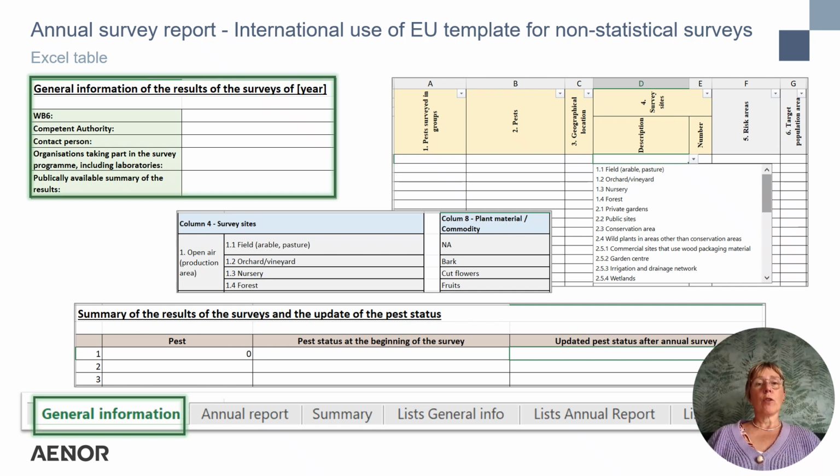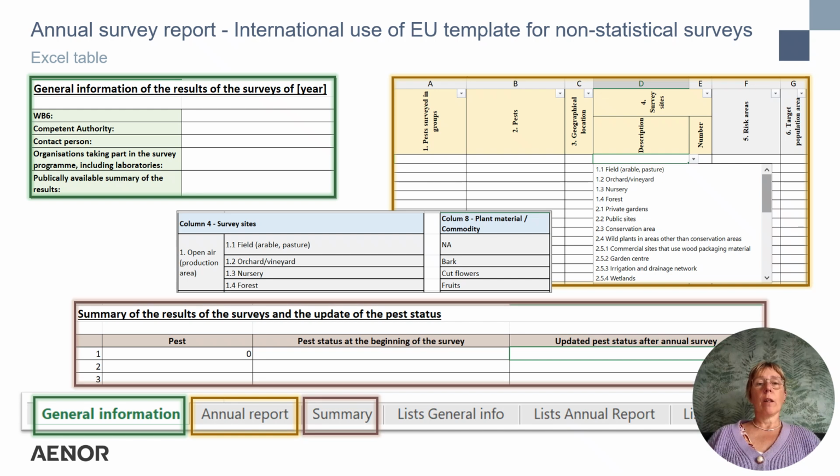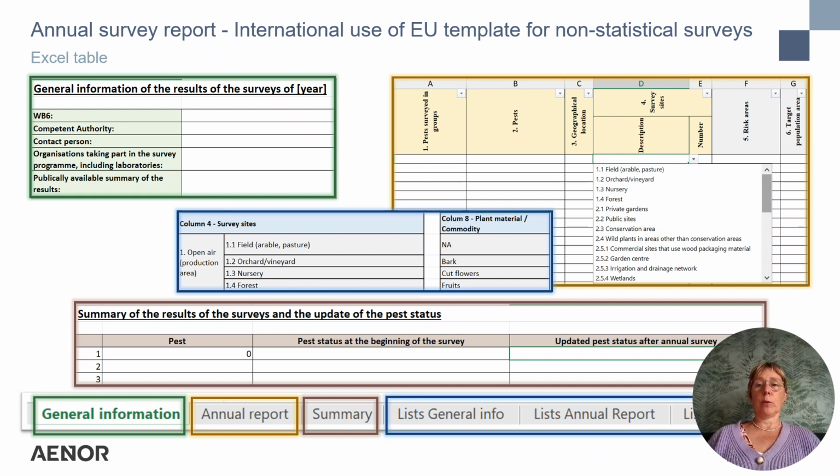Part 1. General information on the results of the surveys, such as country, competent authority, contact person. Part 2. Presentation of the results of the surveys. Part 3. Summary of the results of the surveys and the update of the pest status. Because for some fields you can only choose from a list of data using a drop-down list, there are also sheets with that data.